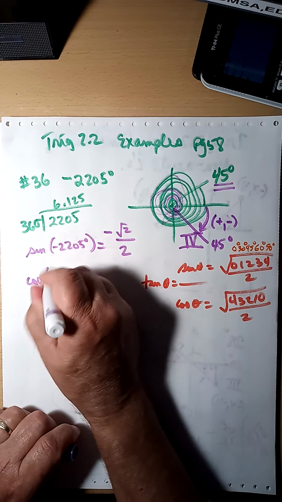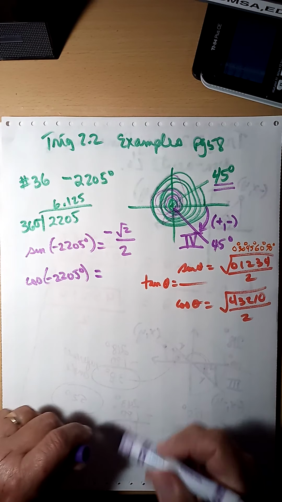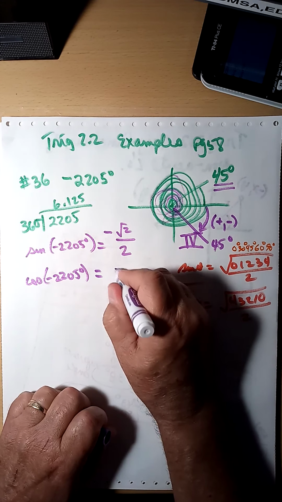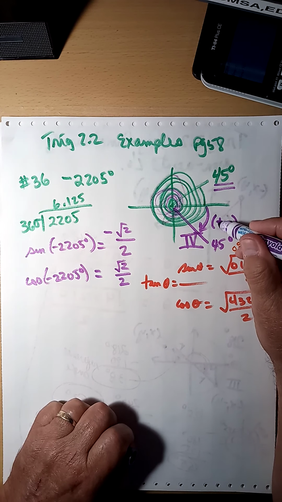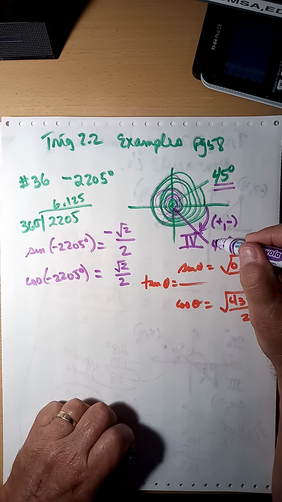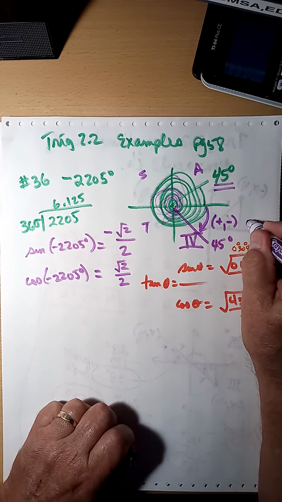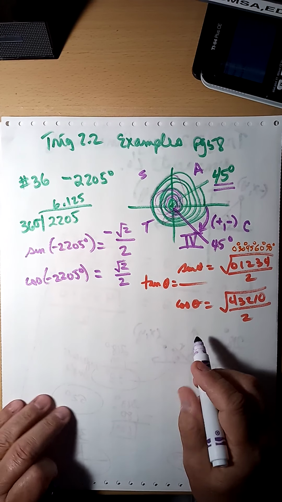The cosine of a negative 2,205 degrees. Now I need the cosine of 45, well, that's also square root of 2 over 2. But the cosine is positive in the fourth quadrant. All seniors take Cal, for C being for cosine and its reciprocal, the secant.